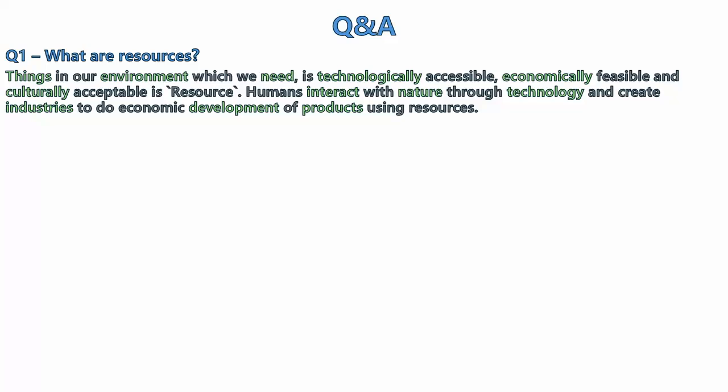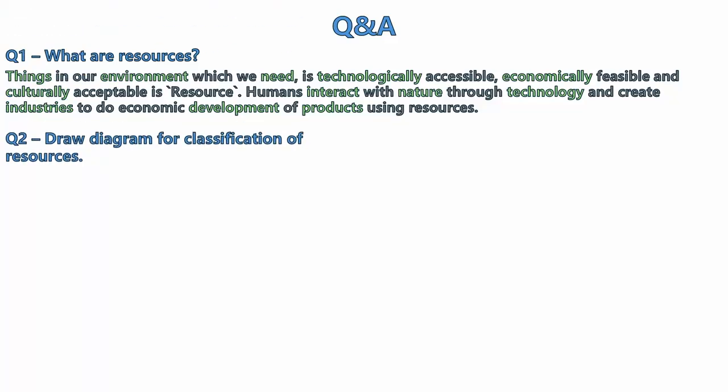Humans interact with nature through technology and create industries to do economic development of products using resources. Let's say we are making furniture. Our resource is nothing but the wood that we get from the trees. So we cut down the trees, we make it wood, right? That wood is a resource which we can use for making furniture, which is a product. So whatever there is in nature, we process it, and in the wood cutting industry, furniture industry, we make the furniture. So in the industries, we utilize the resources to make products.